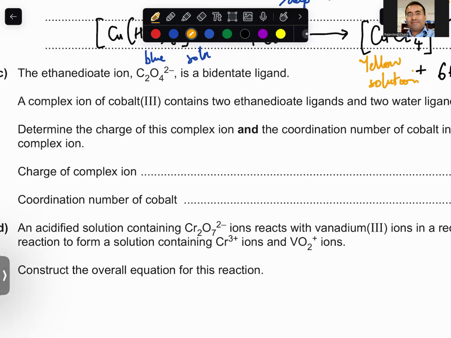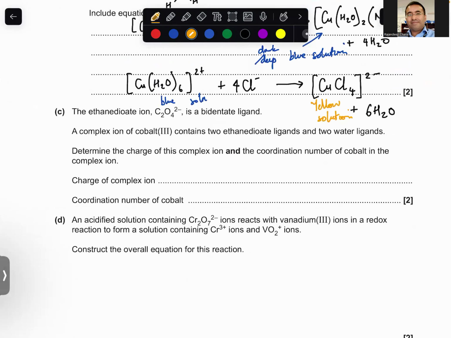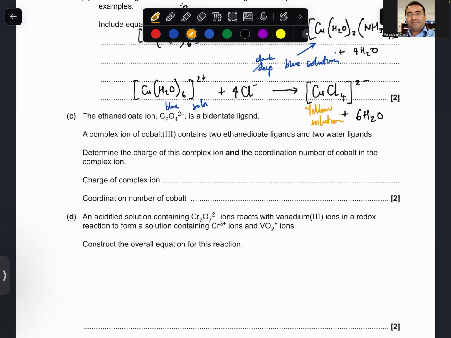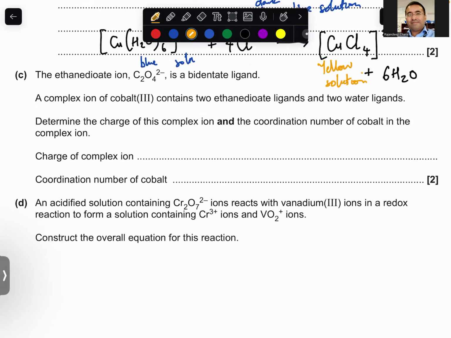The ethane dioate ion is a bidentate ligand. Bi meaning each ligand forms 2 coordinate bonds. Dentate, you can think of like teeth, 2 teeth. A complex ion of cobalt-3 contains 2 ethane dioate ligands and 2 water ligands. Determine the charge of this complex ion and the coordination number of the cobalt in the complex.